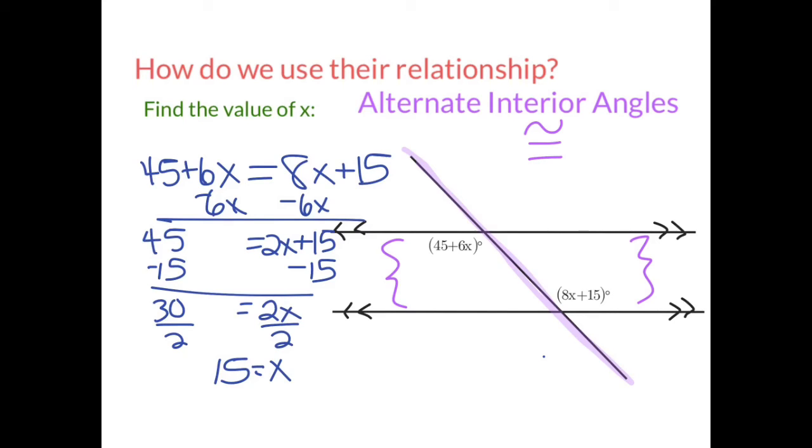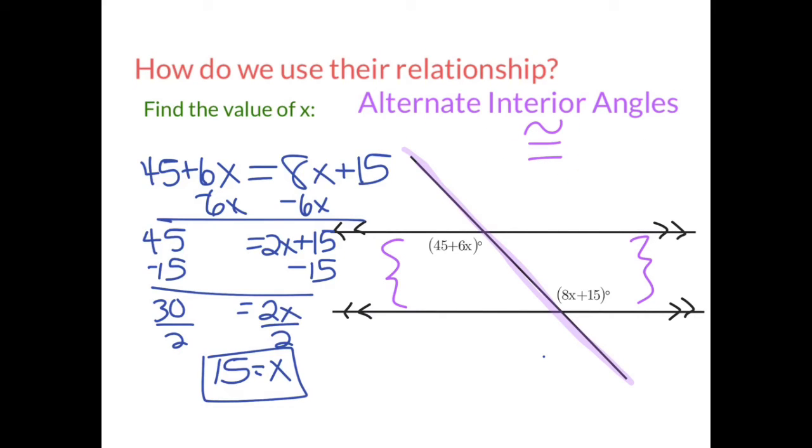So it looks like for this one, we get x equals 15. I am not going to be putting a degree label on the answer 15 because the x is part of an expression. It is not representing an angle measure. So x equals 15 by, once again, using the fact that alternate interior angles are congruent.